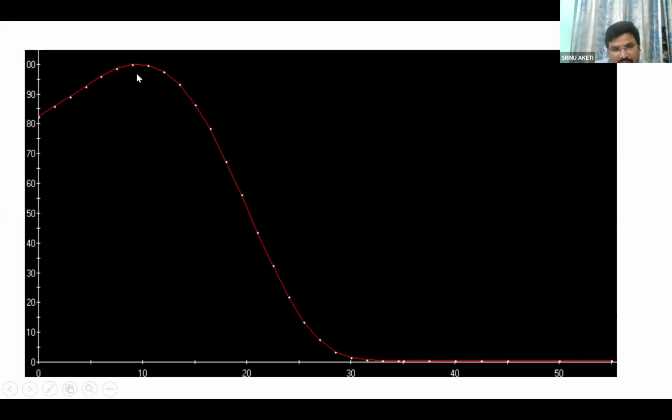What is this tail? From the Linac head, when the electron is coming, the electrons will hit collimator materials and all, no? Yes, sir. When they hit these materials, the X-rays will be produced. Those X-rays deposit dose further.